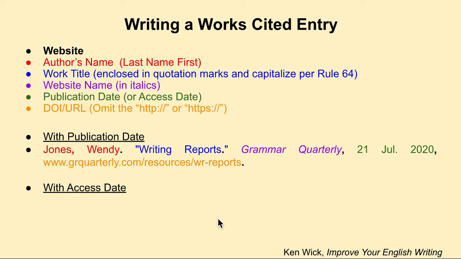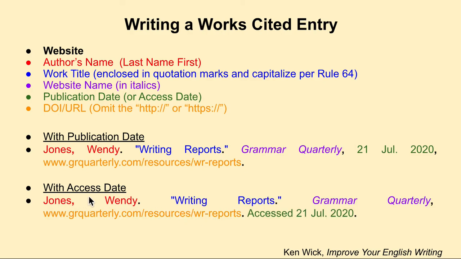So what happens when you don't have a publication date, you only have an access date? It's formatted just slightly different. You have author name, work title, website, and then normally the publication date would come next, but since there's no publication date, you write the URL, then you put a period, and then you put accessed with the access date. So the access date actually comes at the end if there's no publication date and only an access date.